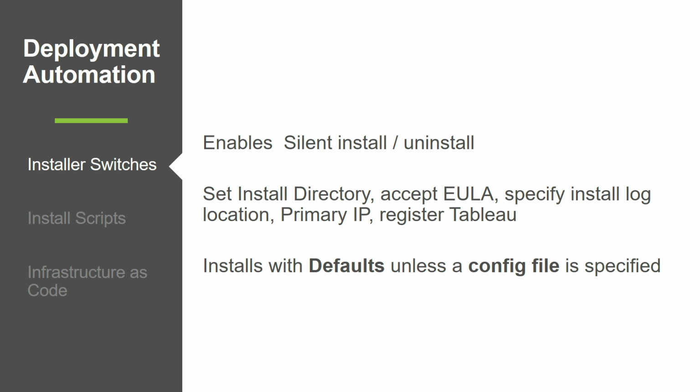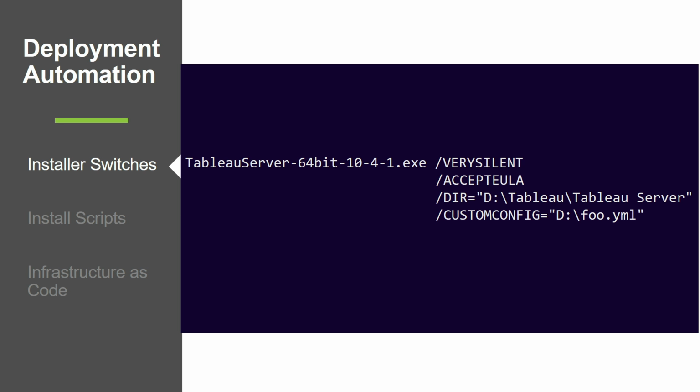You can do things like put /silent in to make it install without prompting anyone. You can set the installation directory and accept the EULA and so on and so forth, automatically register Tableau, just with installer switches with the Tableau installation. By default, it will just install with the Tableau Server default, so like a next install. And it's pretty basic. It just looks like this.